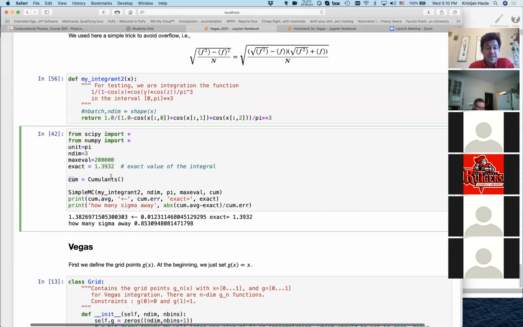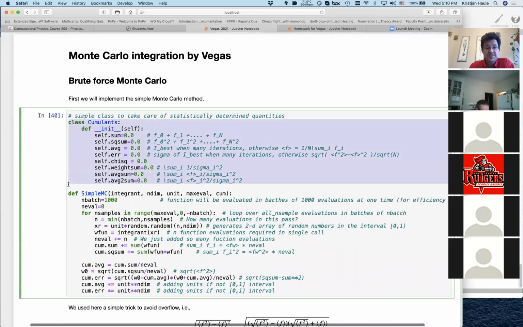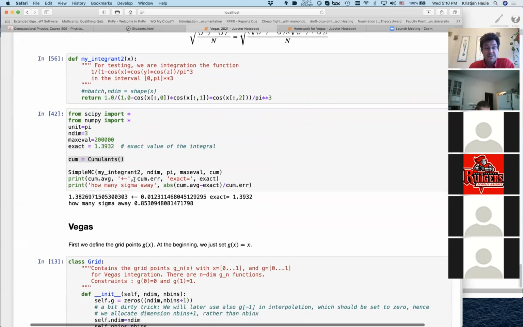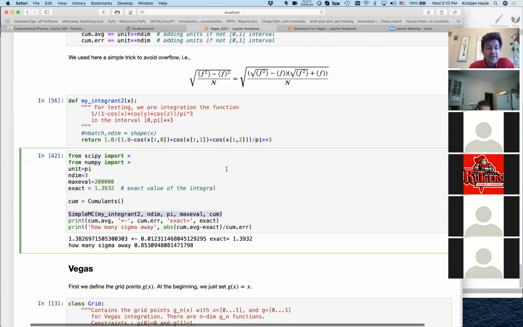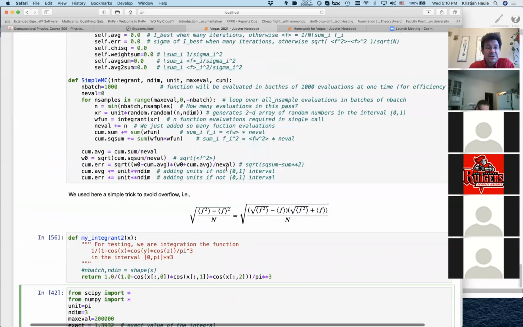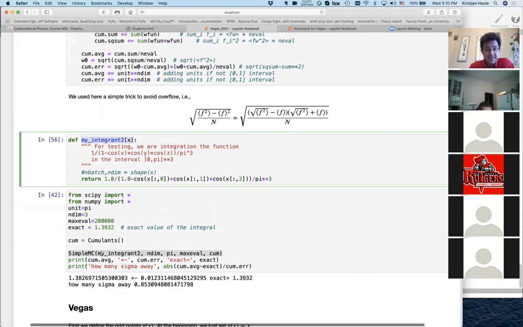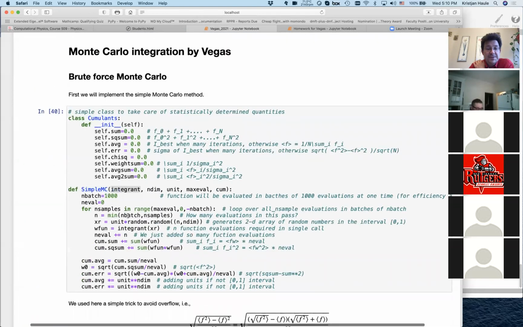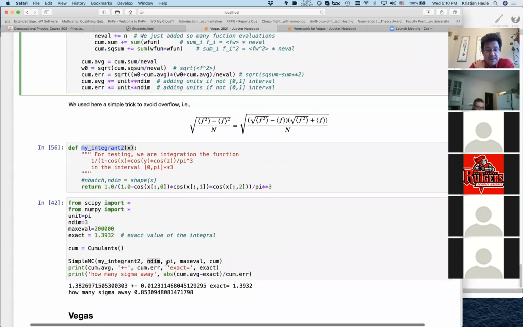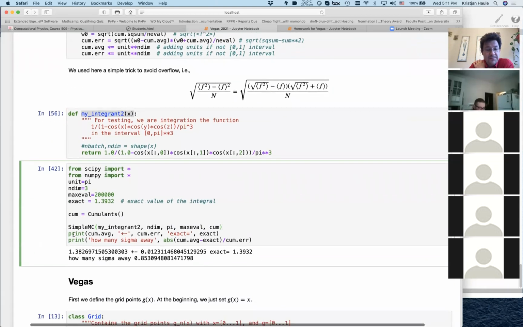And then we instantiate this class cumulants, which we defined here. This class cumulants is something that we're going to use in Vegas as well. Basically, it just contains these averages over the current sampling. Then we run this simple Monte Carlo function, which needs as the first argument the function integrand, and our function integrand is my integrand 2. So we are giving my integrand 2 as the function to integrate, like a pointer to a function. Then we need to give the number of dimensions, which is 3 in this case. Then the unit is pi, the maximum number of function evaluations, and finally the cumulant.